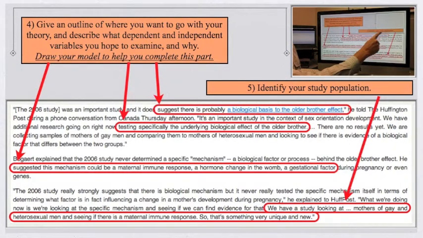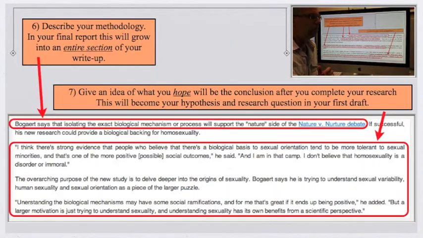And identify your study population. This just happens to be on the same screen capture that I did here. We have a study looking at mothers of gay and heterosexual men and seeing if there is a maternal immune response. So that's something very unique and new. So he's looking at the mothers of gay children, gay boys.